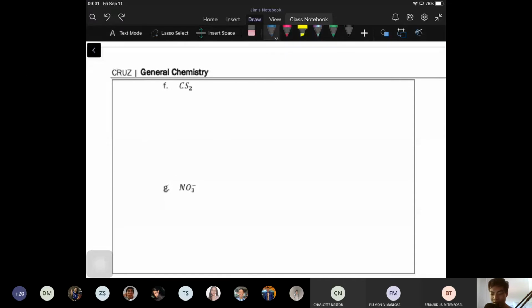So, I can use NASO rule here. NASO rule, bakit? Parehas yan, non-metals, di ba? So, carbon, sulfur, 8 and 8, 16, 24. Carbon is 4 valence electrons. Sulfur is 6 valence electrons. 6, 12 plus 4, 16. Okay, so 24 minus 16.